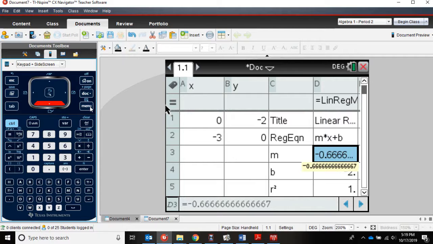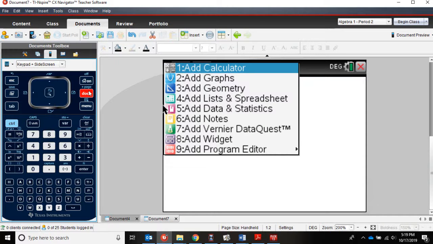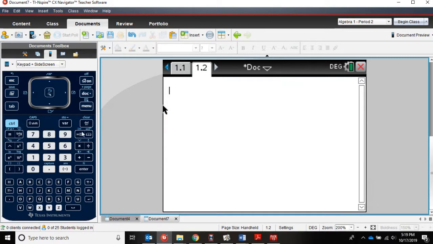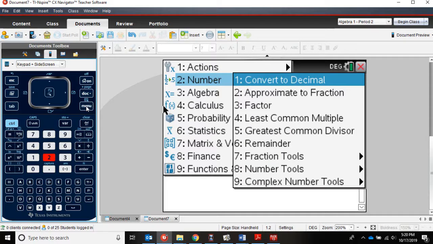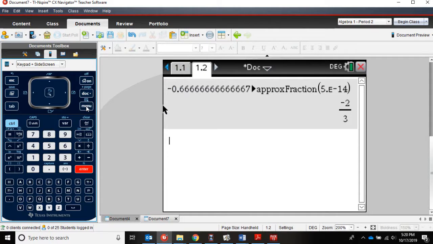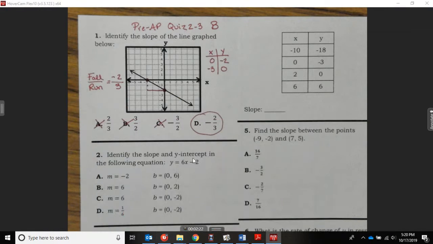Now our slope is negative 0.6 repeating, which means it's not bigger than 1, which would also eliminate choice C. Or you can copy it by pressing Control C and then going to a calculator page by Control Doc, add a calculator page. Control V will paste the decimal, and then you push menu, 2 for number and 2 for fraction, and push enter, and it will give you the fraction answer. Okay, so you should have counted the points, but if you can't, then you can use your calculator.